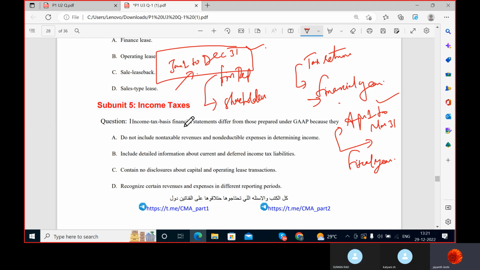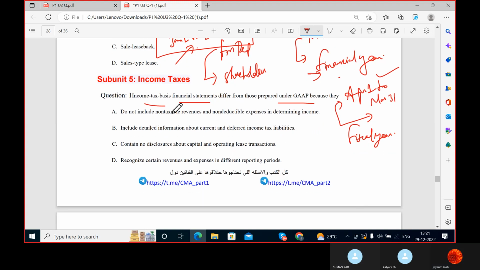So what they are asking with this, the first question is income tax basis financial statements. That means they are speaking about what? Tax returns. Am I right? Yes, sir. Correct. Financial statements prepared under income tax basis differ from those prepared under GAAP because they do not include non-taxable revenues and non-deductible expenses in determining income.